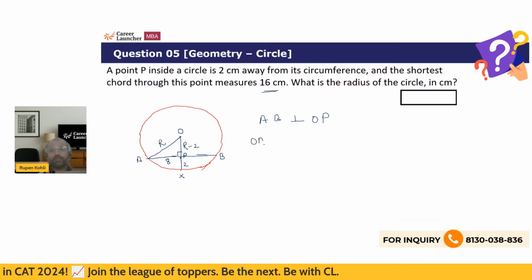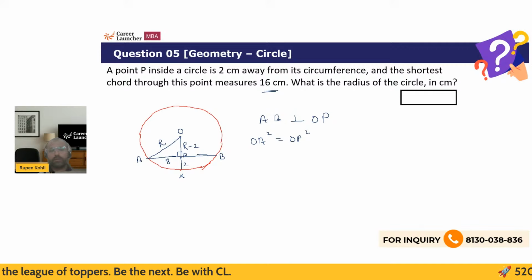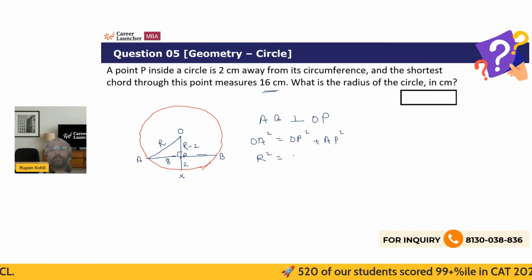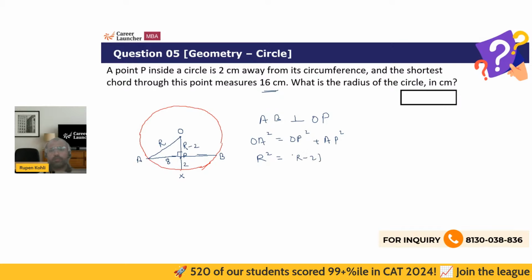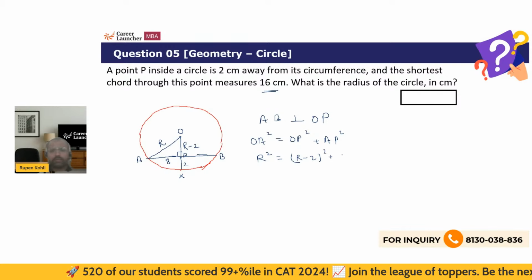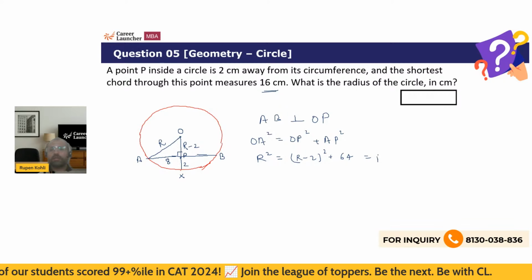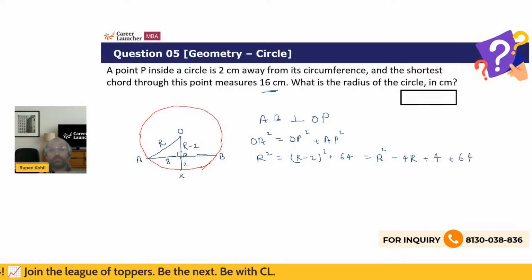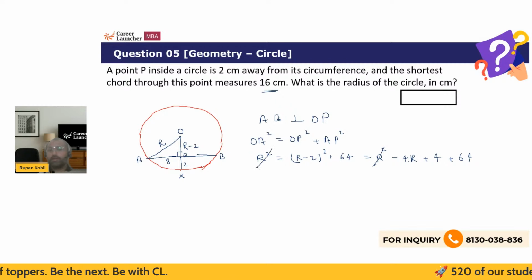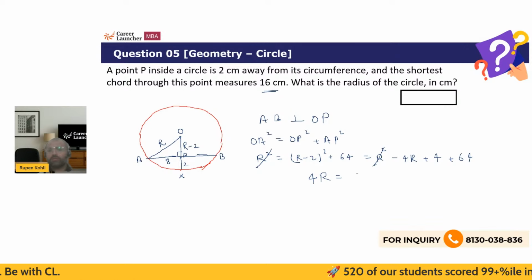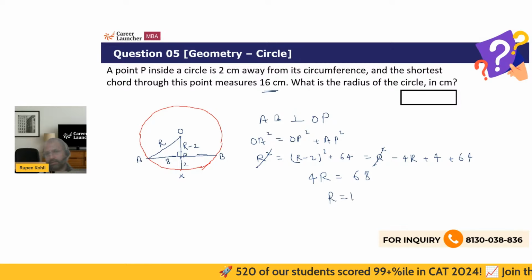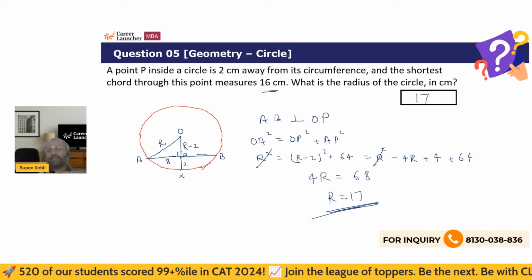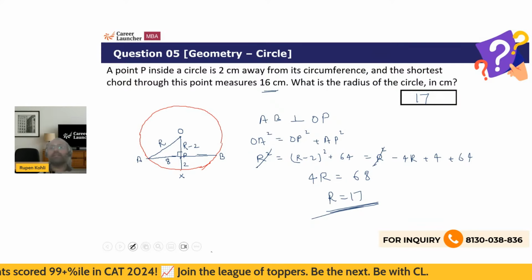OA square equals OP square plus AP square should give you the value of R. So R square equals OP square, which is (R minus 2) the whole square, plus AP square, which is 8 square, 64. Solve this. R square minus 4R plus 4 plus 64. R square goes off. 4R comes over here equals 68. R is 17. So therefore, this is your 8, 15, 17 triangle, right? 17 is the required radius.